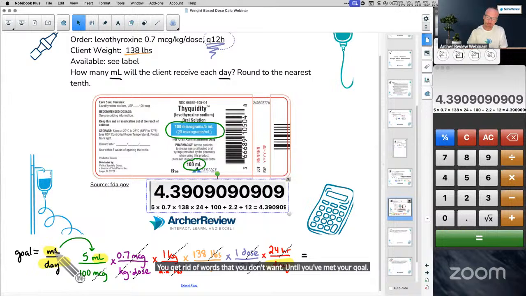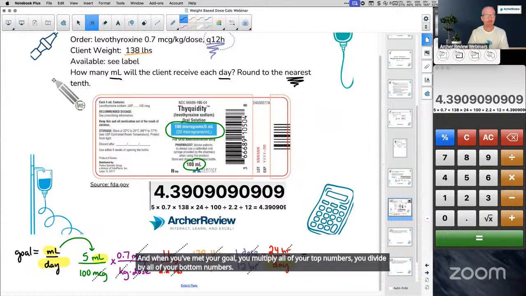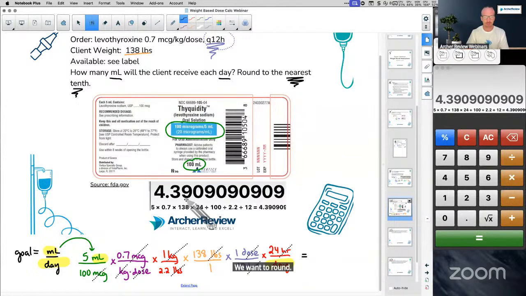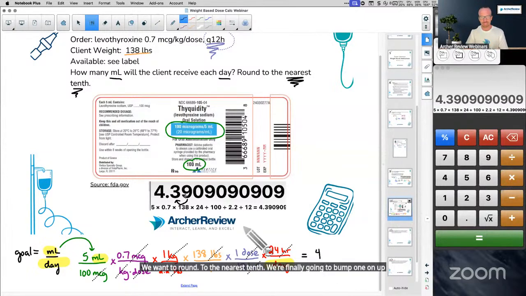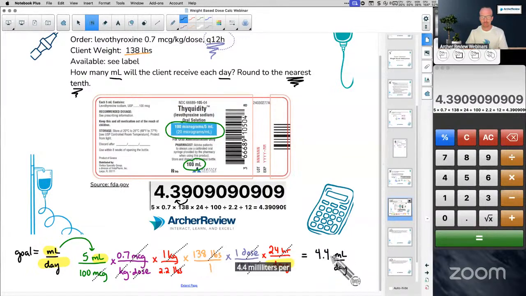And when you've met your goal, you multiply all of your top numbers, you divide by all of your bottom numbers. We want to round to the nearest tenth. We're finally going to bump one on up, 4.4, because that 9 tells that 3 to go up. 4.4 milliliters per day. Now, I do have a question for a student over on Zoom.